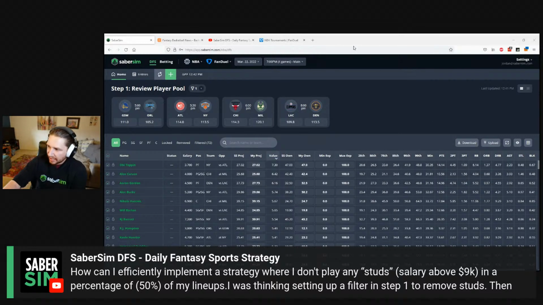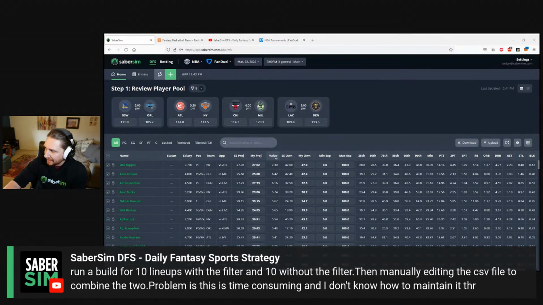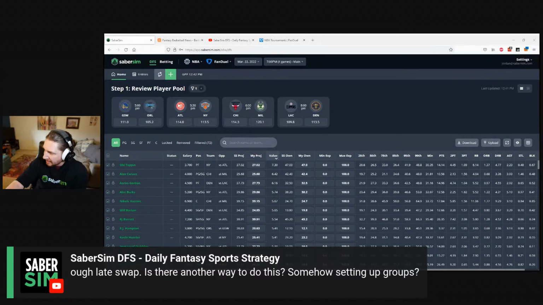This is from CMC Man. He said, how can I efficiently implement a strategy where I don't play any studs, salary above 9K, in a percentage of my lineups? I was thinking of setting up a filter in step 1 to remove studs, then run a build for 10 lineups with the filter and 10 without the filter, then manually editing the CSV file to combine the two. Problem is this is time consuming and I don't know how to maintain it through late swap. Is there another way to do this? Somehow setting up groups.